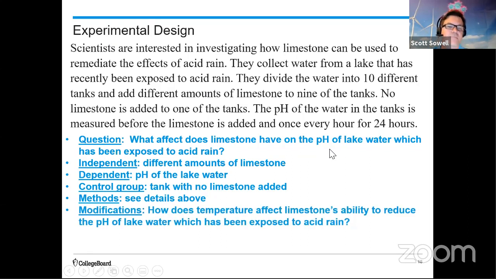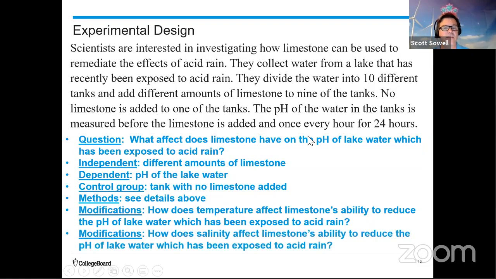And modifications, maybe you want to investigate temperature. Maybe you think that the temperature of the different tanks might affect the ability of limestone to reduce the pH. Or maybe you think there might be a difference between salt water versus fresh water, so you could look at levels of salinity. But no matter how you're changing this, your goal still is to explore limestone's ability to mitigate the effects of acid rain in this water.